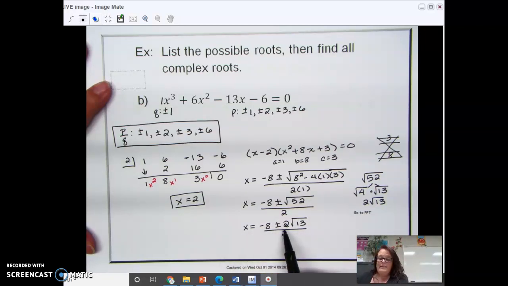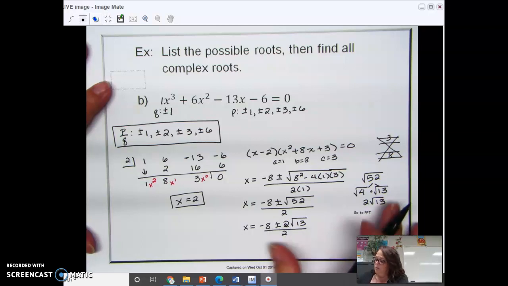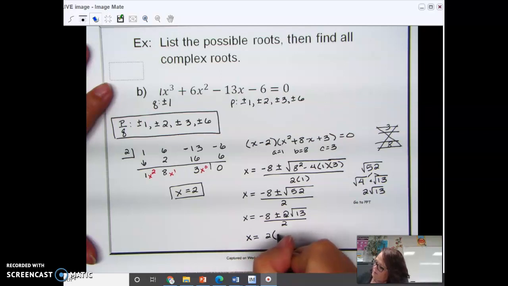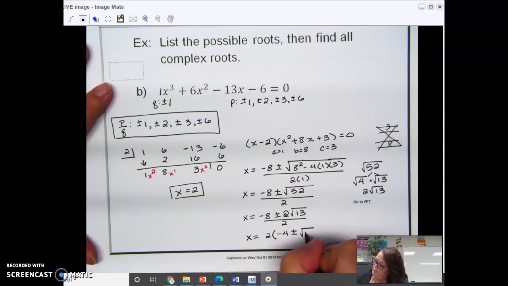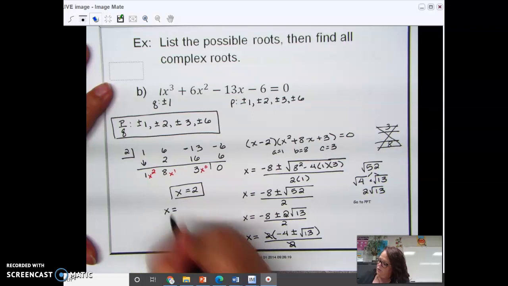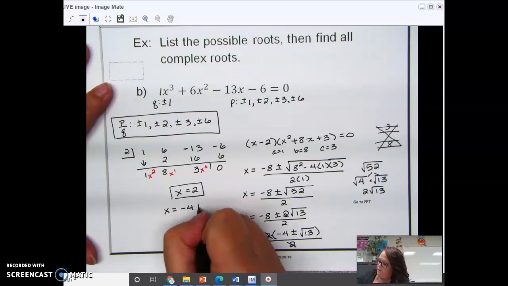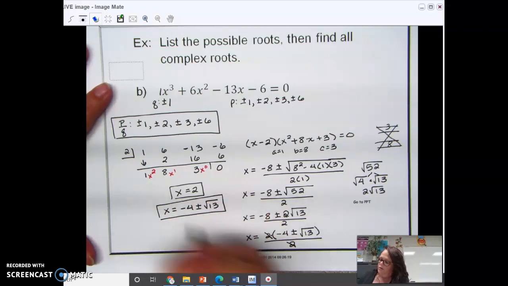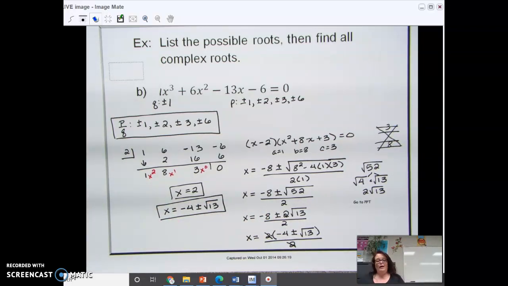So now, even though it's messy, I can factor a 2 out of my numerator. So that's going to leave me with x is equal to 2 times -4 plus or minus, and 2 times root 13 gives me 2 root 13, all over 2. So now that there's multiplication in the middle, the 2's can cancel, and I can say that my other 2 solutions are going to be -4 plus or minus the square root of 13. So I have now found all 3 complex roots, and they all happen to be real. I didn't get anything imaginary.